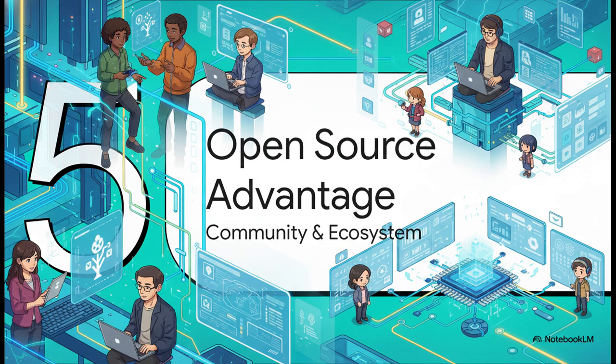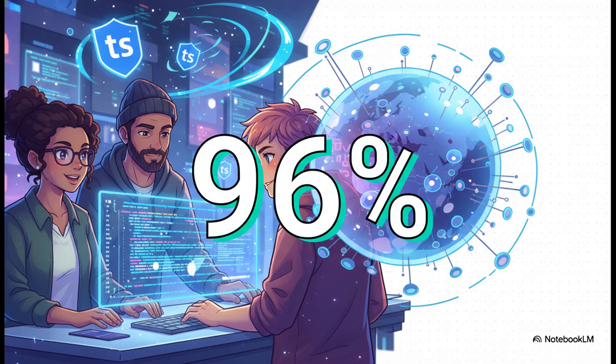Finally, we arrive at Section 5, the open source advantage. Check out this number, 96%. A staggering 96% of the Rowboat codebase is written in TypeScript. Now, you might be wondering, why does that actually matter? Well, it means the project is incredibly approachable for basically anyone who already writes web software.